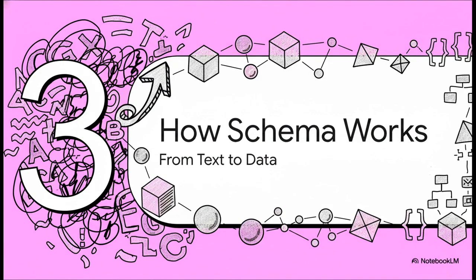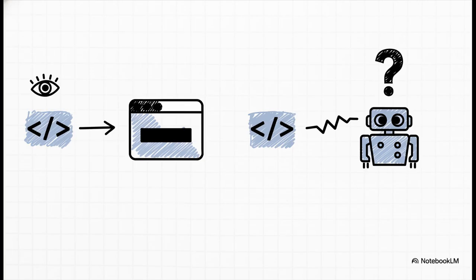Okay, so that's the what and the why. But how does it actually work? Let's break down how you can take just plain old text and turn it into super clear, structured data that a machine can understand perfectly. So let's go back to our movie example.